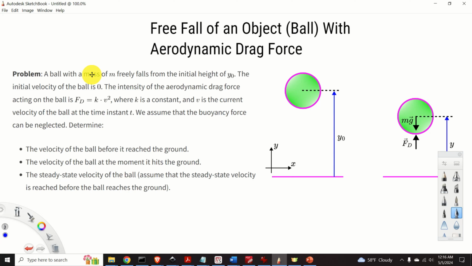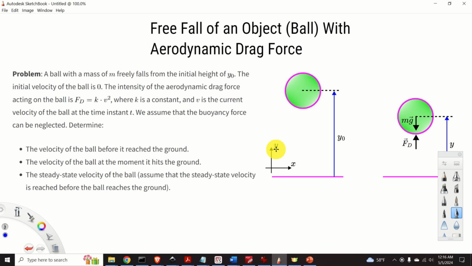Hello everyone. Today we are going to solve the problem of free fall of an object under the influence of gravity and aerodynamic drag force. Although at first sight this problem might look simple, it is actually very important for a number of practical engineering problems. In particular, in this tutorial, we explain how to derive the dynamics of this system and how to analytically compute the expression for the velocity of a free-falling object.